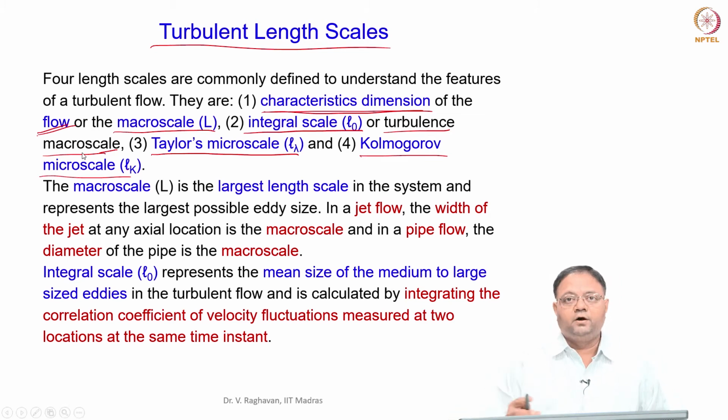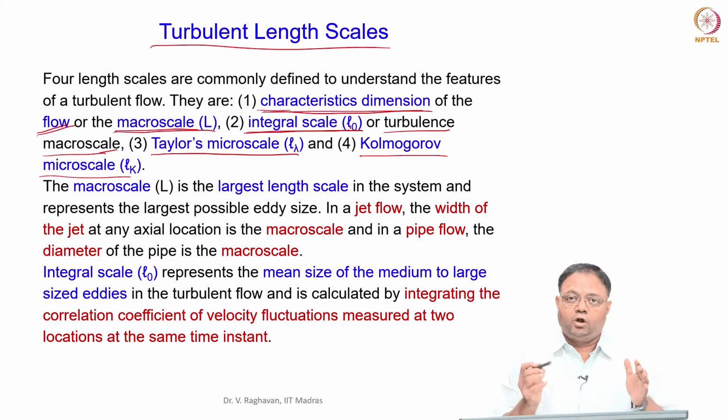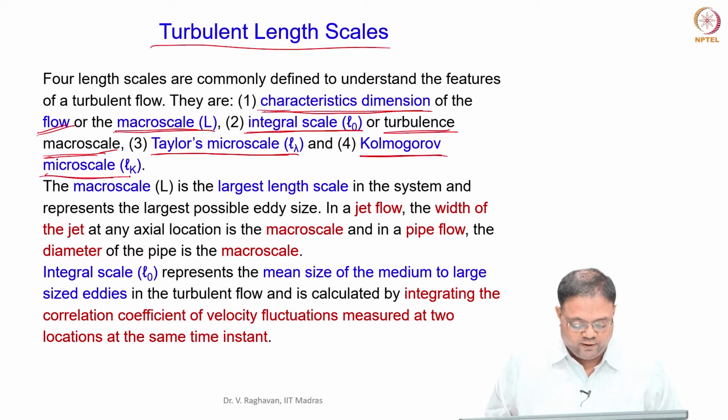So these are the 4 length scales: the macro scale, the characteristic dimension of the flow; then the integral scale, which is the largest eddy size in the turbulence, called the turbulent macro scale; then Taylor's micro scale, which represents a medium level, lesser than the integral scale; then the smallest length scale, the Kolmogorov micro scale, L K.